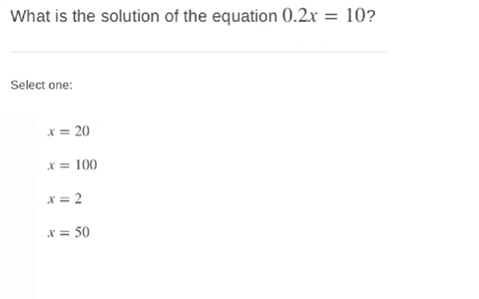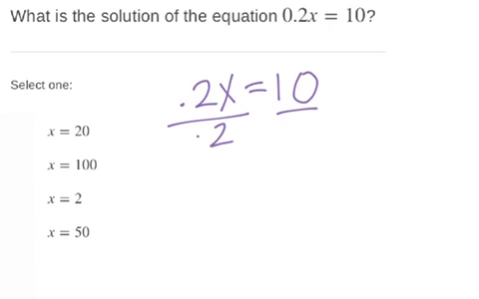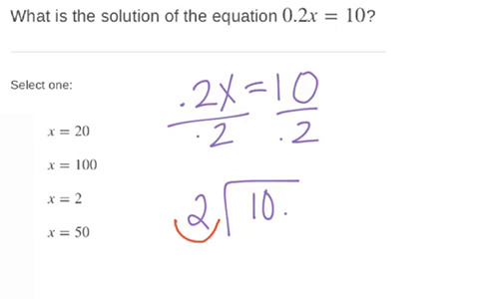Okay, so this one is just solving a simple equation. This is just 0.2x or 2/10x equals 10. We need to divide both sides by 0.2. So I have 10 divided by 0.2. But remember, you cannot have a decimal on the outside. Decimals are at the end of whole numbers. So if I move this guy one time, I need to move this guy one time and add a 0.